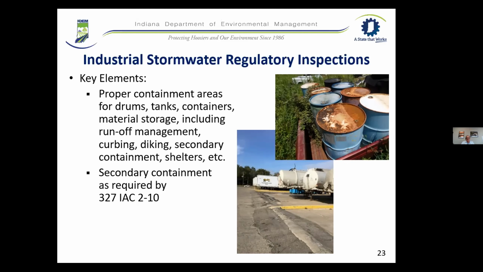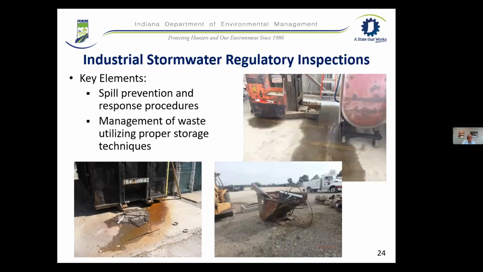And then just secondary containment as required by 327 IAC 2-10. Are you putting everything in secondary containment that is required to be in secondary containment? Spill prevention and response procedures. This is part of your stormwater pollution prevention plan.